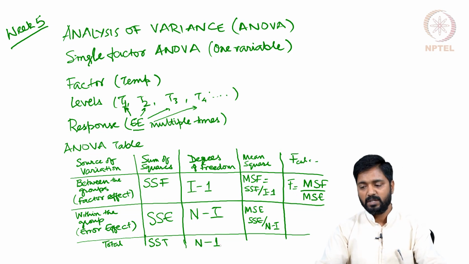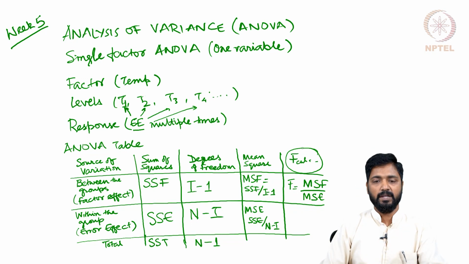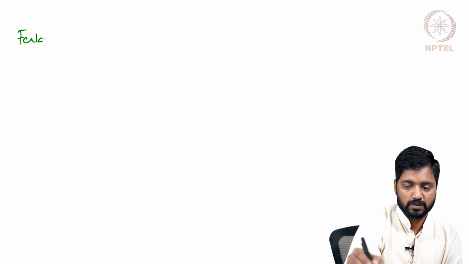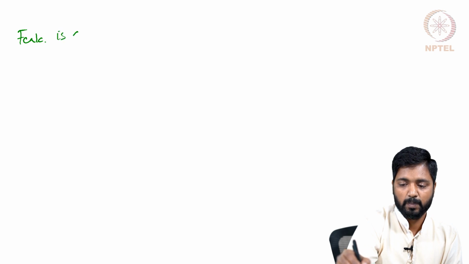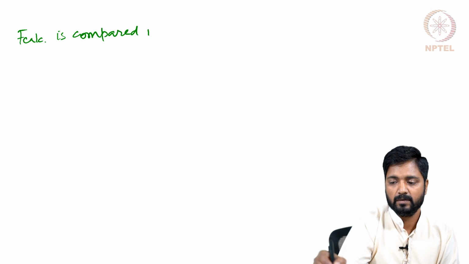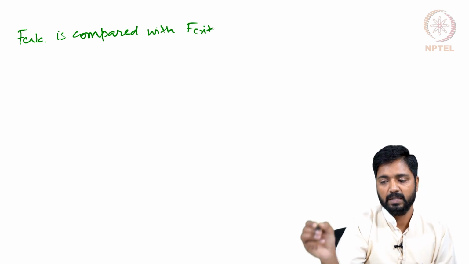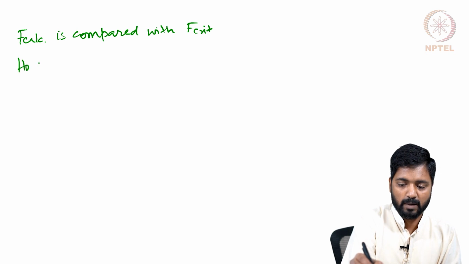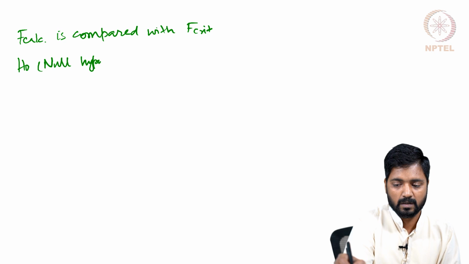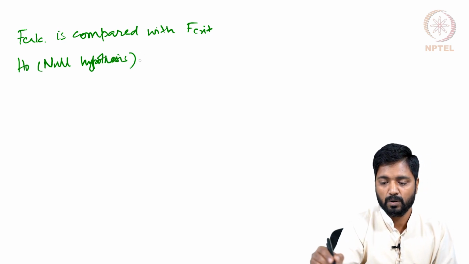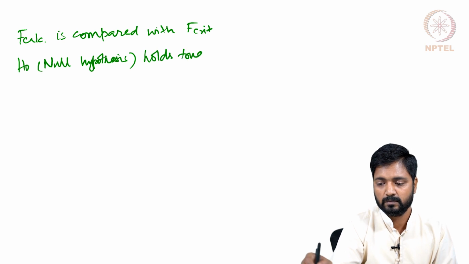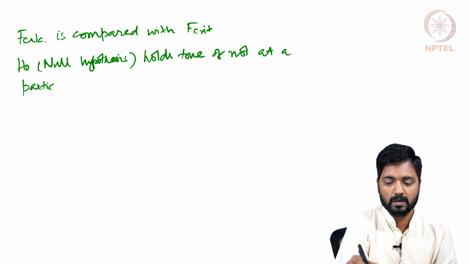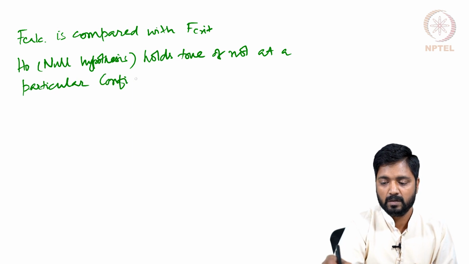Once we create this ANOVA table, we get an F calculated value, which is then compared with an F critical value, to infer whether the H naught or the null hypothesis holds true or not, at a particular confidence level.